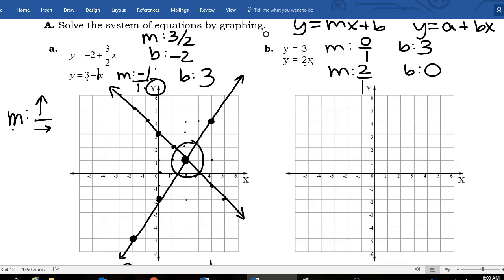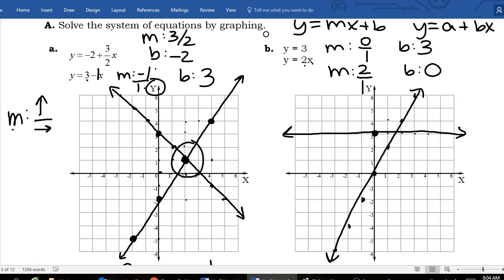Let's get graphing. First equation, b is 3, so on the y-axis, we go to 3. My slope is rise 0, run 1. So if I go up 0 but go over 1, I effectively have a horizontal line. My second one, the b is 0, which means I'm going to start my first dot right at the origin. My slope is 2, so rise 2, run 1, up 2, over 1, up 2, over 1. And I'm going to go backwards the same way so that I can fill in my whole graph.